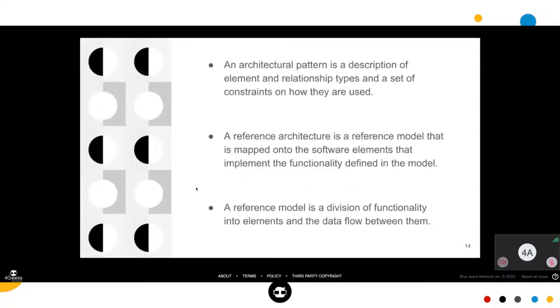The idea of the pattern is to fix a common problem with a common solution that can be replicated, right? Basically, an architectural pattern is a description of elements and relationship types with constraints. This is the constraint and how they are used, right? Model view controller, you know how to use it. You have to have a decoupling of the model. We have a view and we have a controller that uses the model to post in the view.